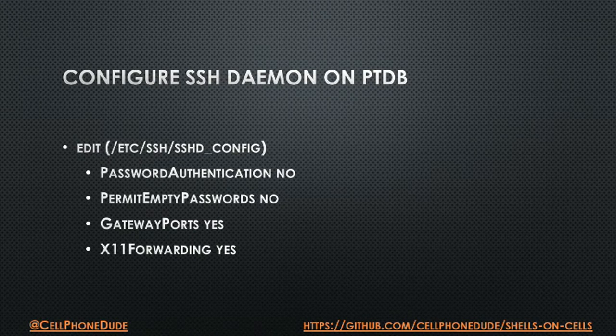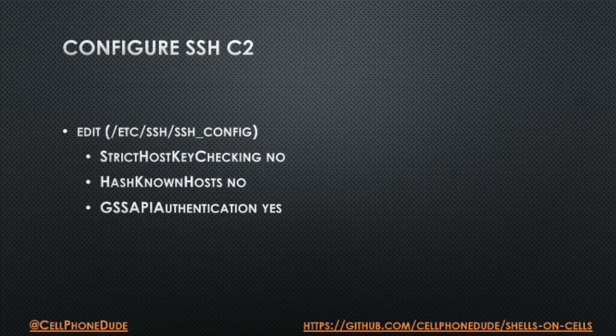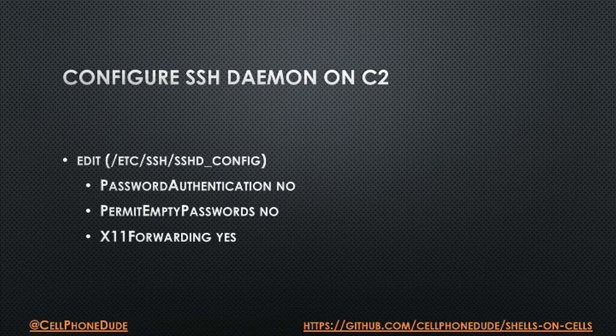I have all the configuration samples posted on GitHub in full detail. These are just the lines that were specific that I figured out that I had to change to make it work. So in the C2, same thing for the SSH config: host key checking turned off, hash known hosts turned off, and GSS API turned on. And then on the daemon side, same stuff: password authentication off, permit empty passwords off, X11 forwarding yes. My default was gateway ports were turned on, so I didn't have to change that here. I've noticed different distros do different stuff with that, so it's all dependent on your install.